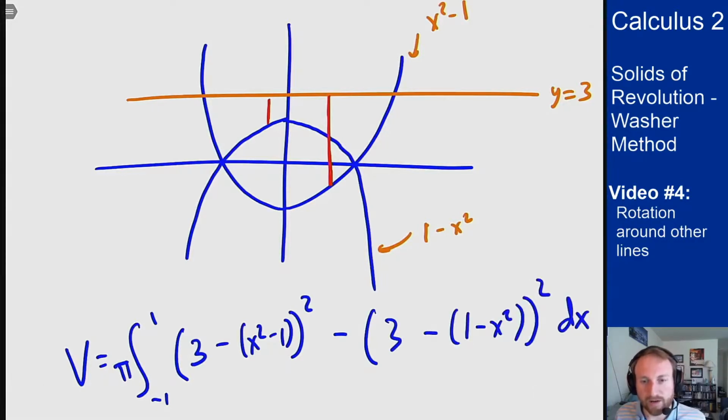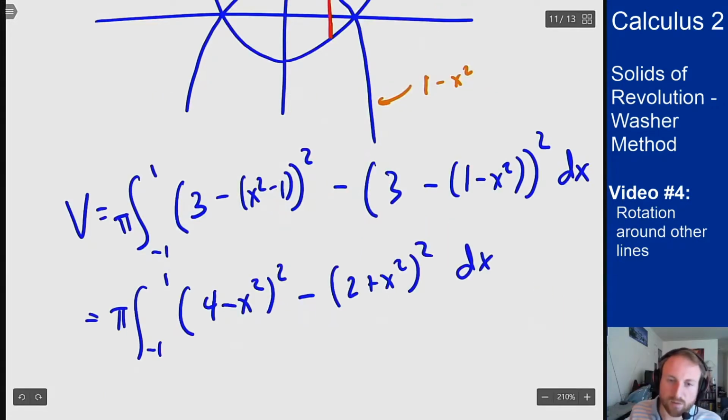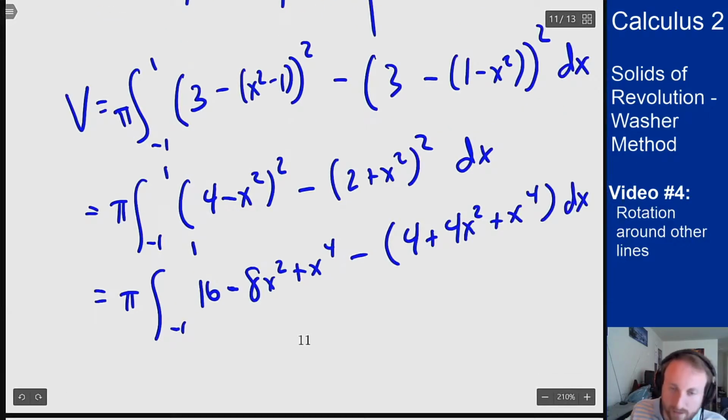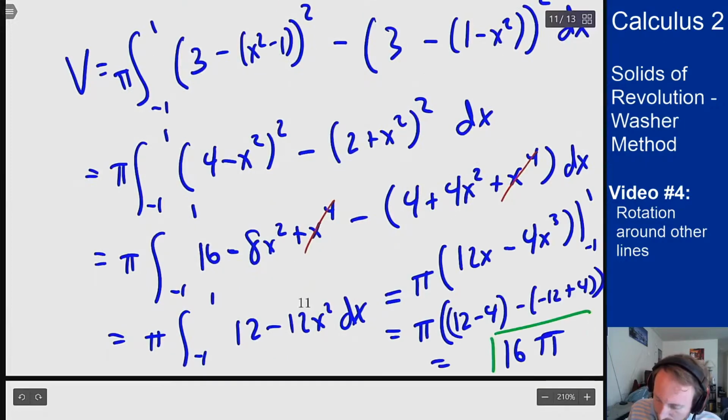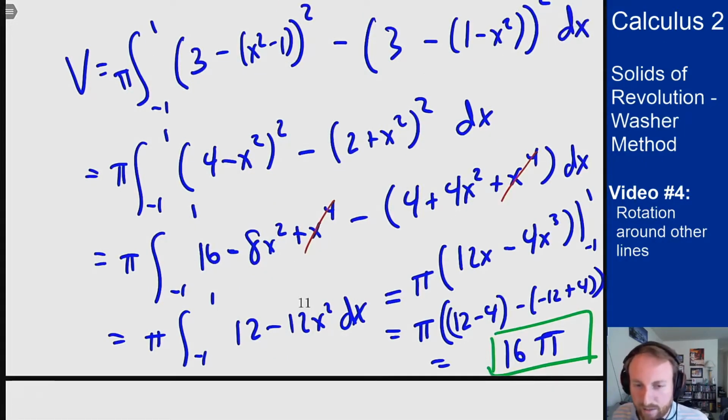Then we just want to simplify our expressions, expand things out, and solve the integral. That's what we get when you combine the stuff in the parentheses. Then let's FOIL everything out and see what we get. The x to the fourths are going to cancel, then we can just integrate and solve from there. And so the volume comes out to 16 pi. You get 8 pi from each side, so 16 pi total.